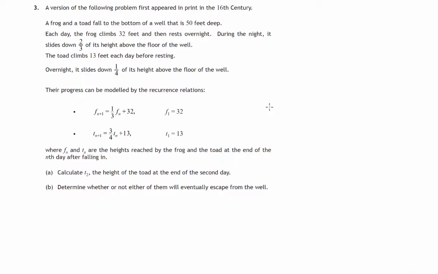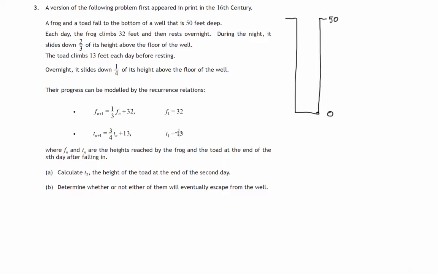So to understand this, let's draw a picture of the well, 50 feet deep. There's the ground level up there, so that's 50 feet above the bottom of the well. And we have the toad sitting down at the bottom. Now if we look at this recurrence relation here, we're told T1 is 13, where T1 is the height reached by the toad at the end of the first day after falling in.